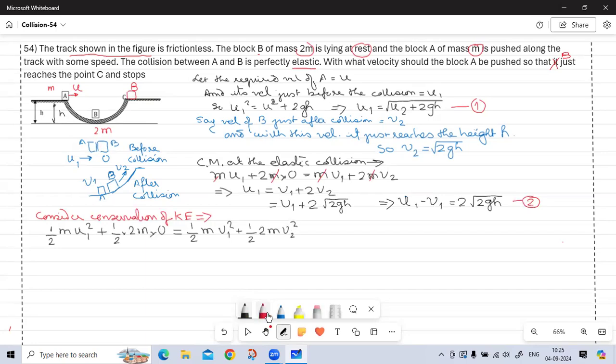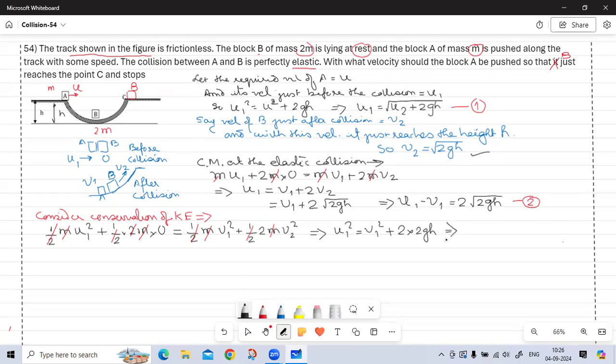Once again here, all half and m gets cancelled. This is 0 anyway. So what we are left with? We are left with u1 square. On the left hand side, we have only u1 square is equal to v1 square plus, once again, v2 square. v2 we have found under root 2gh. So v2 square is 2gh.